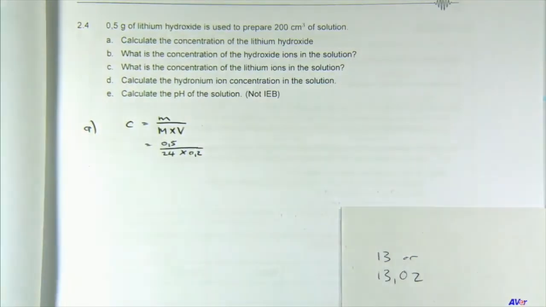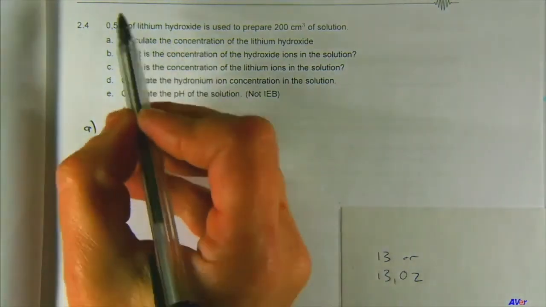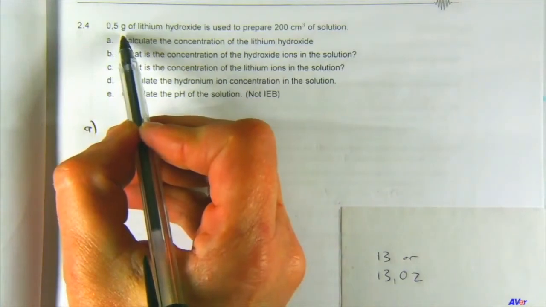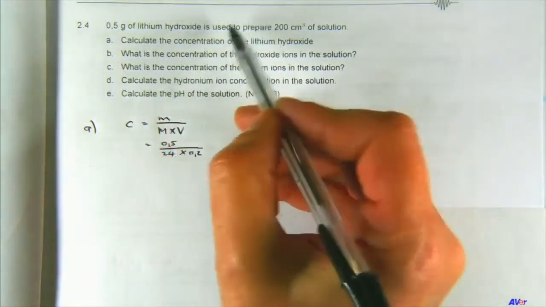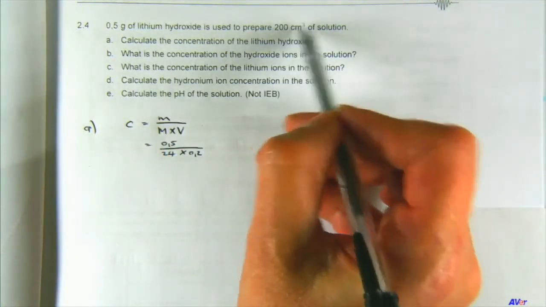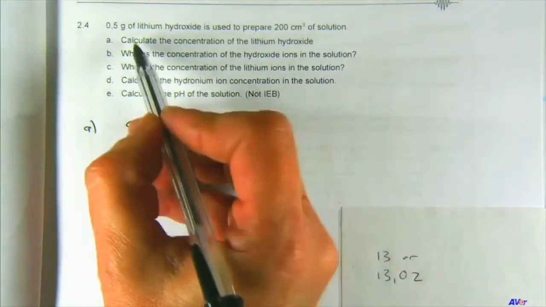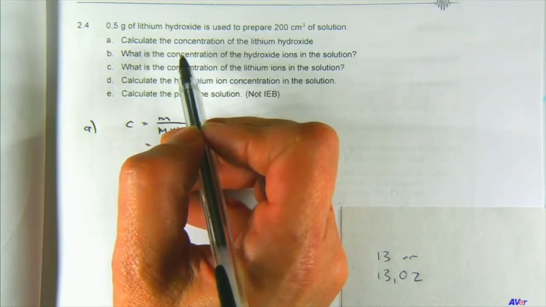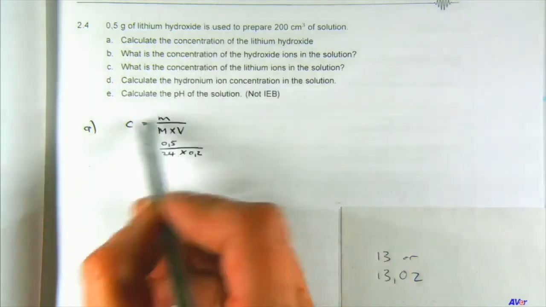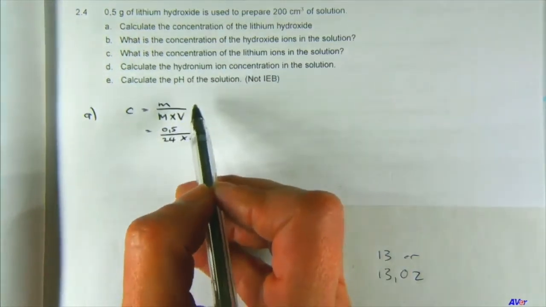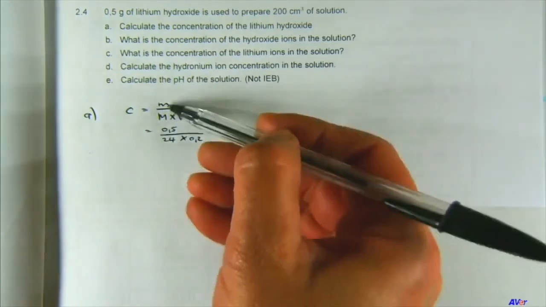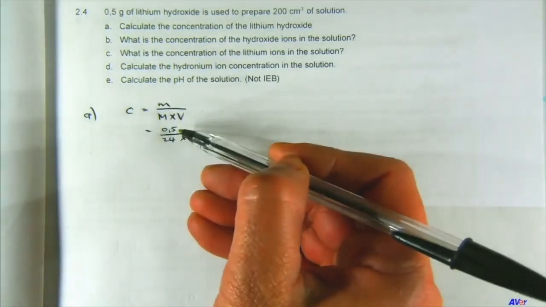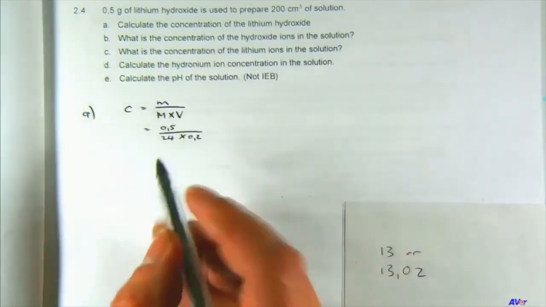Right, just quickly do number A together. Number A, they asked you if they have 0.5 grams of lithium hydroxide and it's used to prepare 200 cubic centimeters of solution. And now they ask you to calculate the concentration. Now, we're going to do a lot of mole things tomorrow, but you should have this one from grade 11. To work out the concentration, small m is the mass that they gave me, 0.5. Big M is the molar mass.